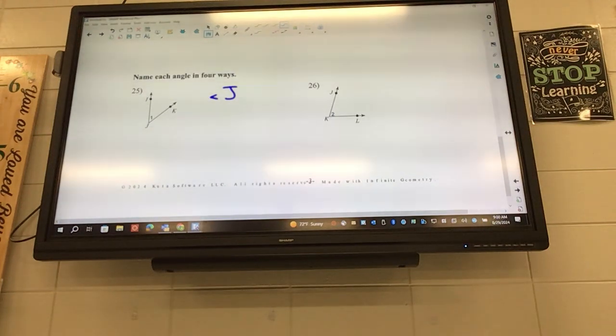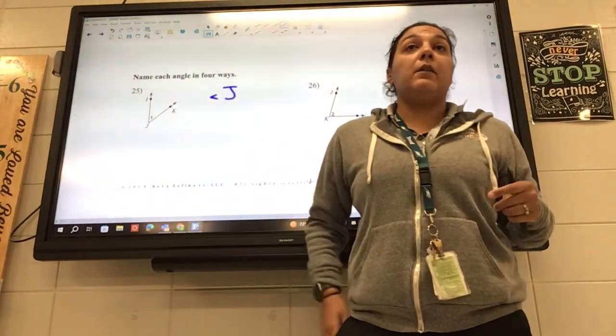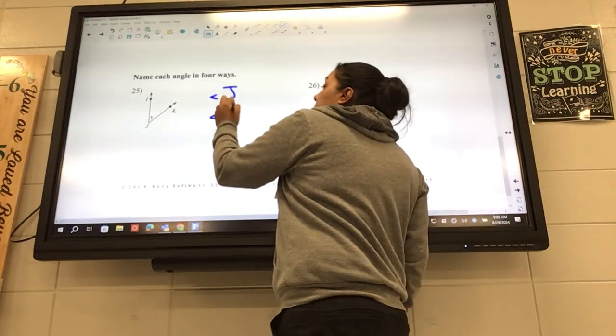That's one way. There's always going to be a vertex, so that's the one way that's always guaranteed. Sometimes there's also a number. And in this case, what's that number? 1. So we can name this angle 1.